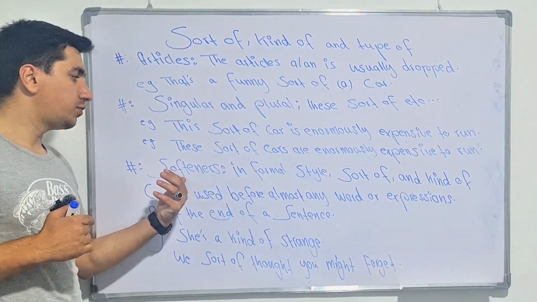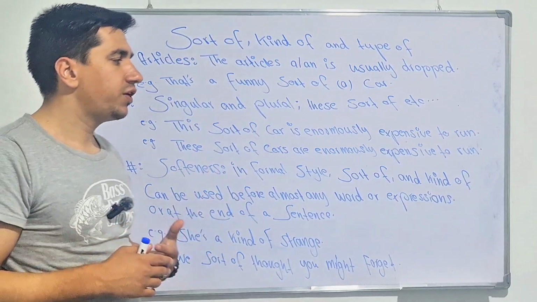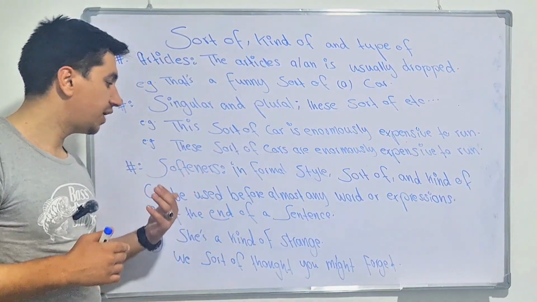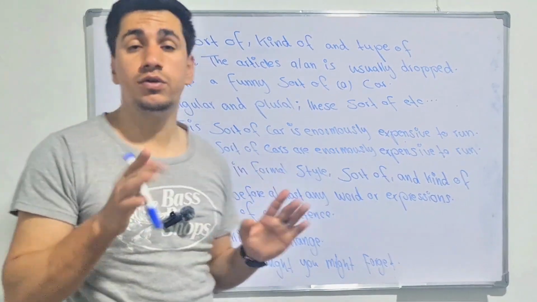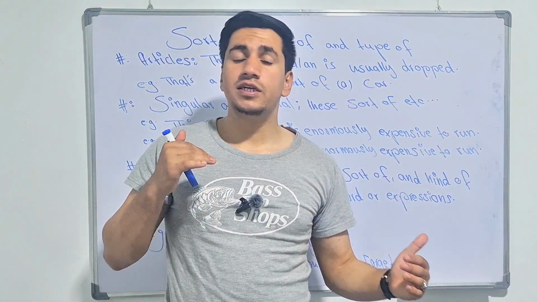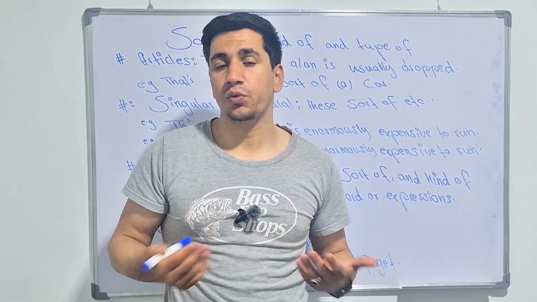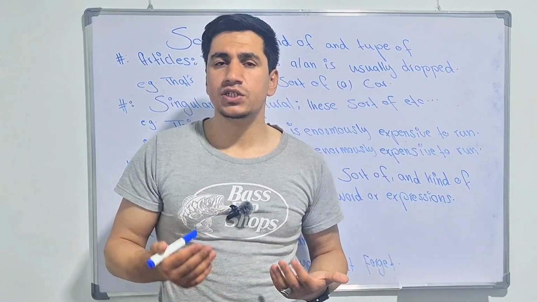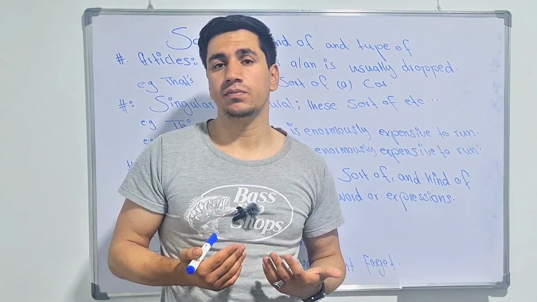We have here the softeners. In informal style, "sort of" and "kind of". "Kind of" can be used before almost any word or expression. It's a very important key point. We use them when we are not speaking very exactly, or what we say is less definite. So we have some examples, and then you will certainly understand them.